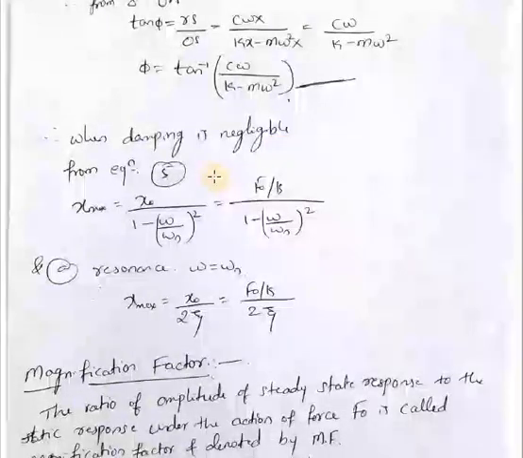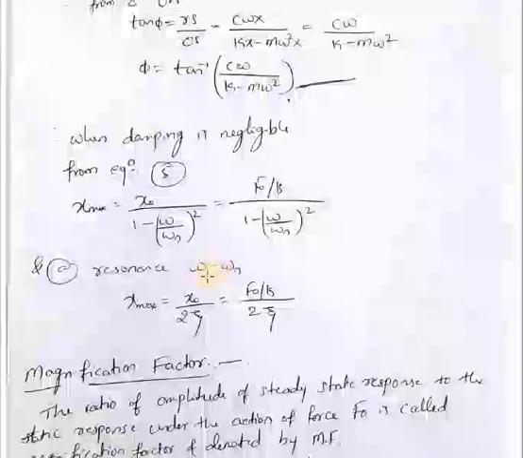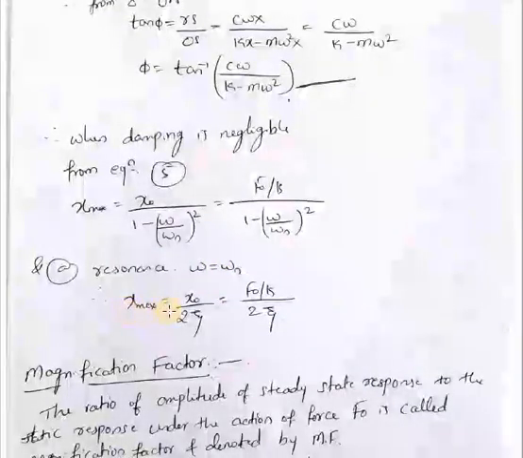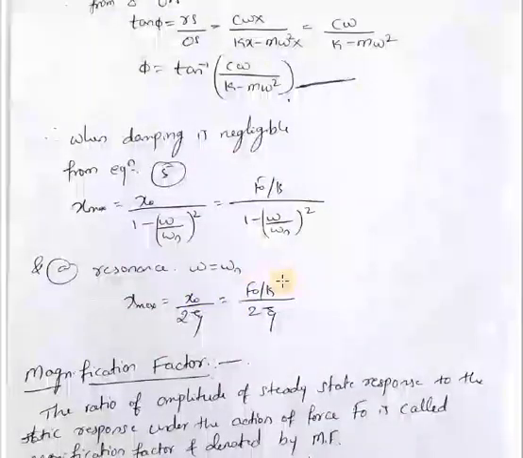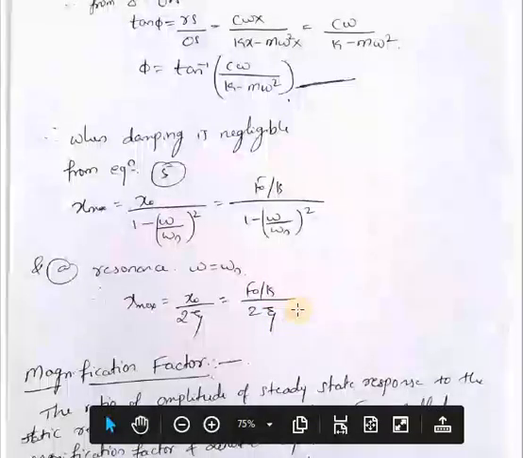Okay. So when damping is negligible, from equation 5 we can write X max as X naught divided by 1 minus omega by omega n whole square, which can be written as F naught by K divided by 1 minus omega by omega n square. At resonance, when omega equal to omega n, directly we can write X max as X naught divided by 2 zeta, or F naught by K, where the zero frequency displacement is given by F naught by K, divided by 2 zeta. These are the two methods.